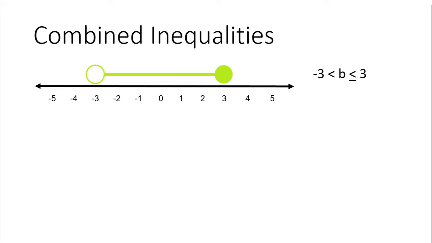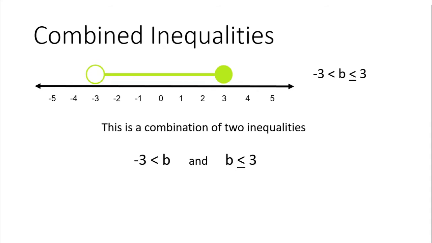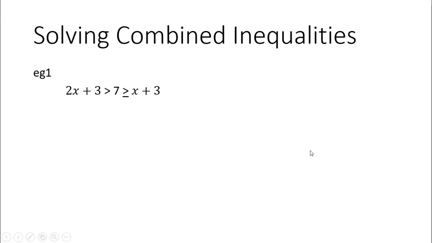Up until now, we haven't really been looking at combined inequalities. We've just been looking at separate inequalities where maybe we said that b is greater than -3 or b is less than or equal to 3. But here we are combining the two together to make one inequality which is bounded on both ends. Let me show you how we can solve a combined inequality like this.